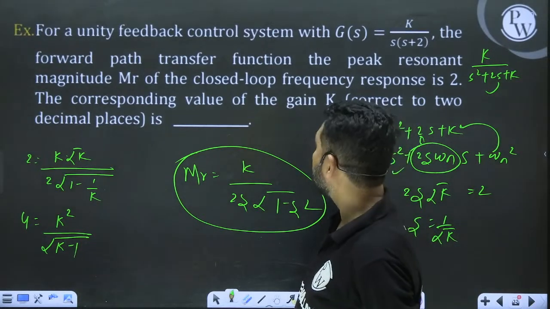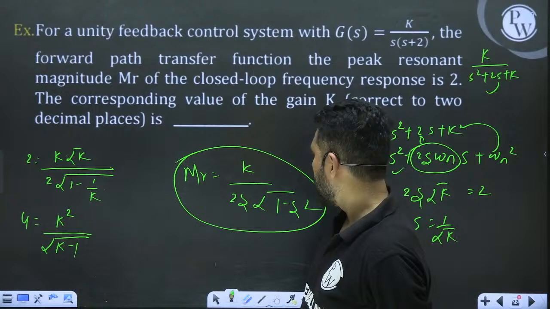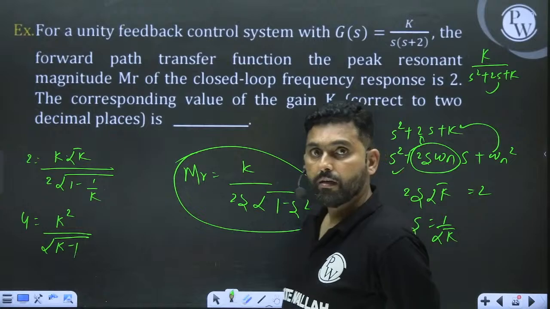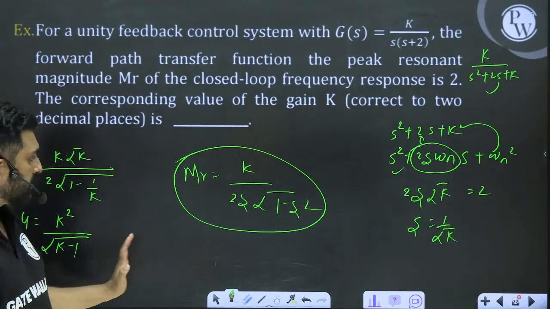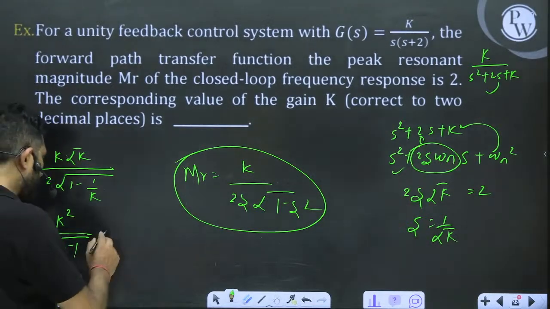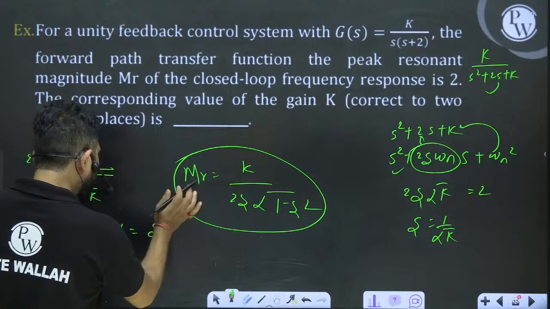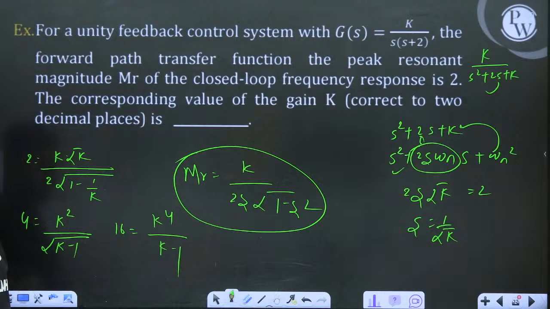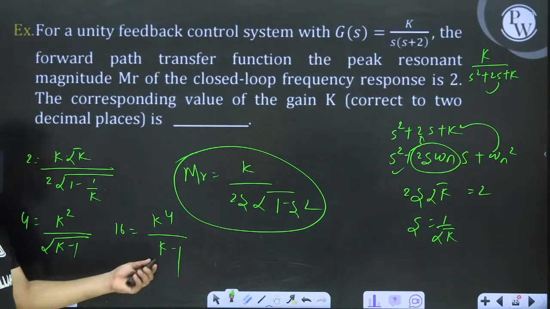In that case, you can solve it now. See here, 4, 16 is equal to k to the power 4 divided by k minus 1. This equation is not solvable, I think. Can you solve this equation? I don't think you will be able to solve it because no k square term is there.